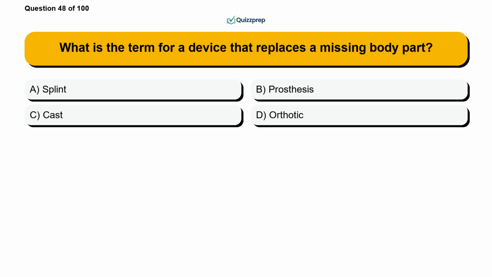Question 48. What is the term for a device that replaces a missing body part? Option A, splint. Option B, prosthesis. Option C, cast. Option D, orthotic. The correct answer is option B.